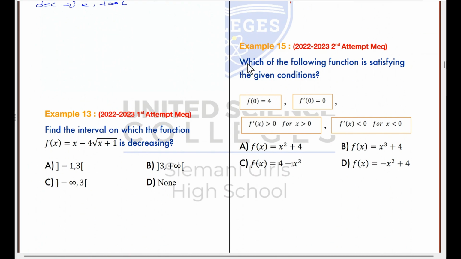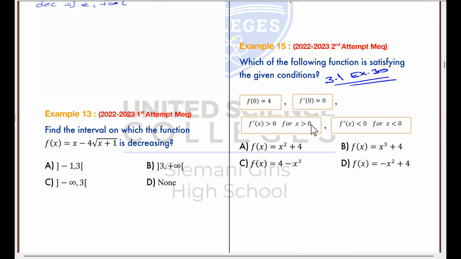Example 15: which of the following functions satisfies the given conditions? If you remember this question, we skipped it in chapter 3. It is in chapter 3, section 1, exercise 30, and the same question came in the exam. f of 0 is given as 4, f prime of 0 is 0, and more information is given. So which function suits this given information?